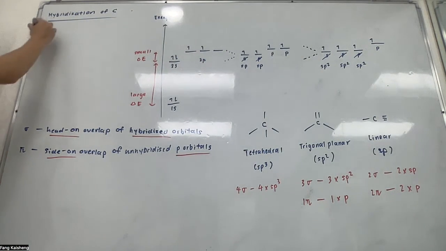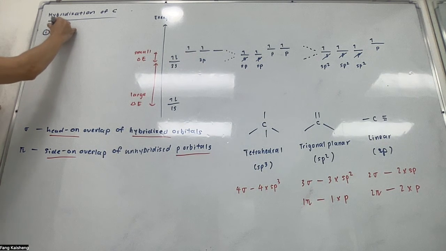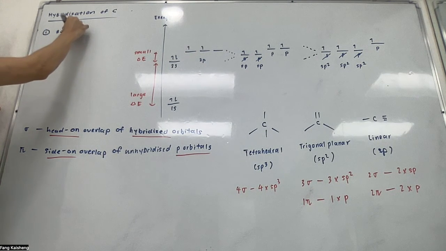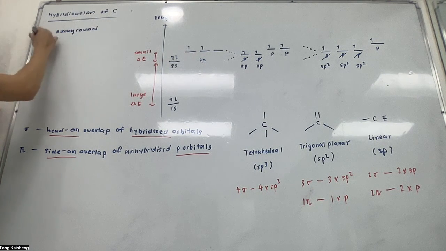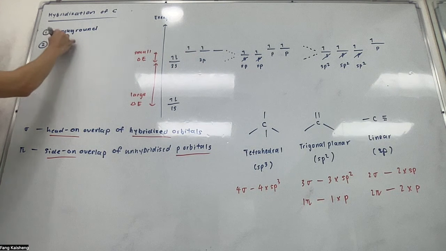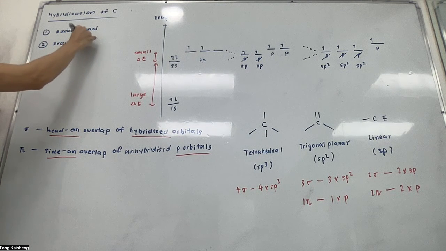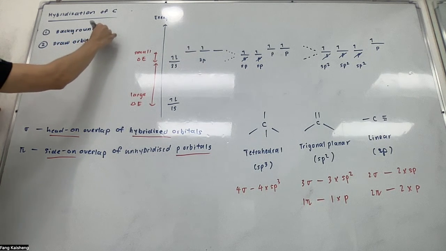Okay, so we have completed our first part. We have looked at the concept and the background of hybridization. Now we're going to look at drawing. What are we going to draw? Orbital overlaps. A lot of the times, right?